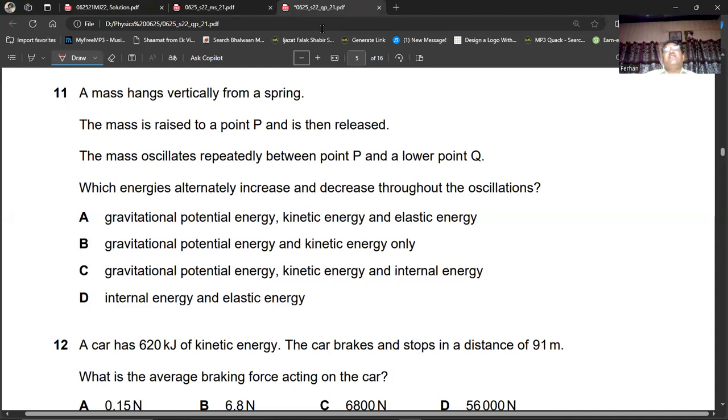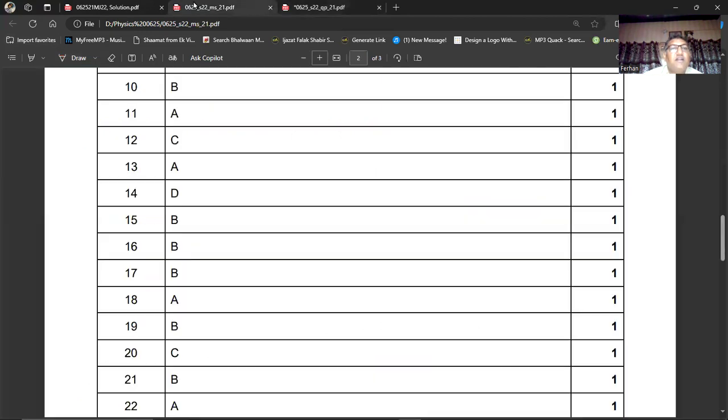You see there are three energies involved: the elastic potential energy, the gravitational potential energy, and the kinetic energy. So they are changing values with each other. Here we have a spring. Here the body is going up and the body is going down. Its speed is changing in this process. So it has gravitational potential energy, it has kinetic energy, and it has elastic energy. So to me, A is the right option, sir. Question number 11, A is the right option.